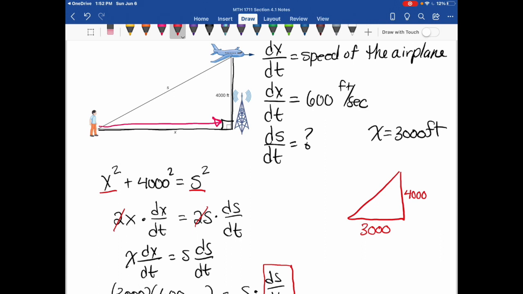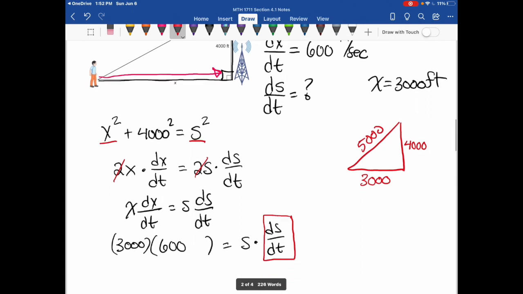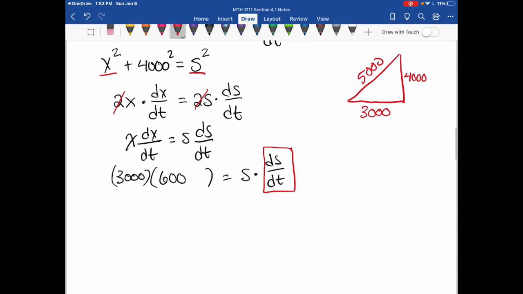So when I do 3,000 squared plus 4,000 squared is equal to s squared, and I solve for s, I'm going to get 5,000. So even though that information wasn't directly given to us in the problem, we had enough information to figure it out ourselves. Okay, so now I can replace s with 5,000 because I know when x is 3,000, s is 5,000.